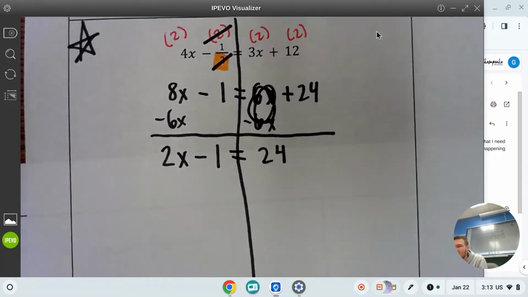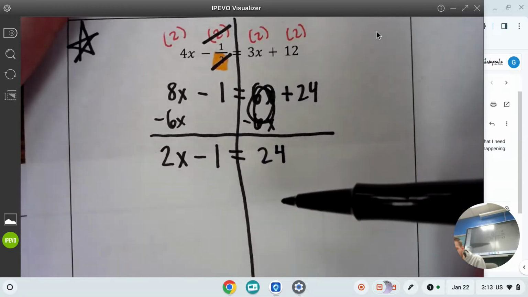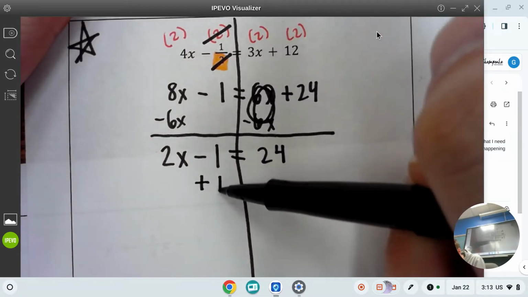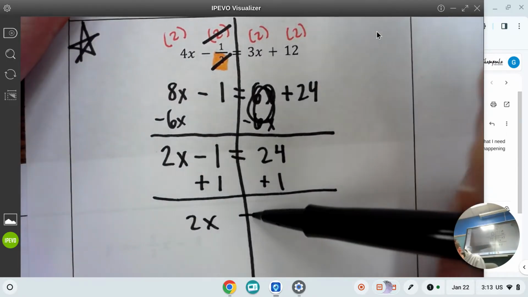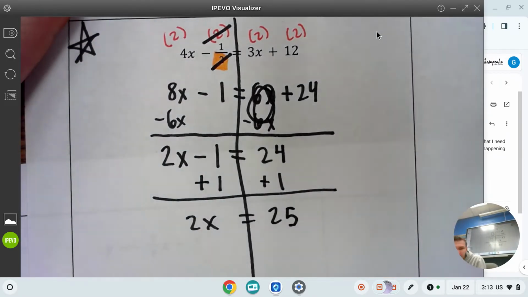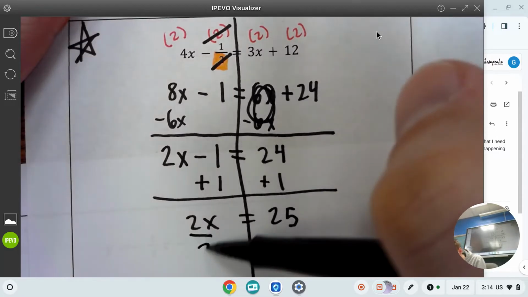And this is so comfortable. We're right where we want to be. I hope you're following along and not distracted by something. We're going to add 1 to both sides. 2x equals 25. And then we're going to divide by 2.